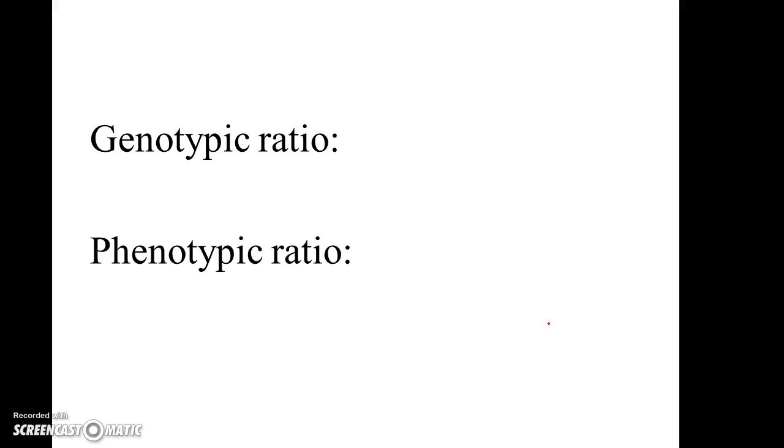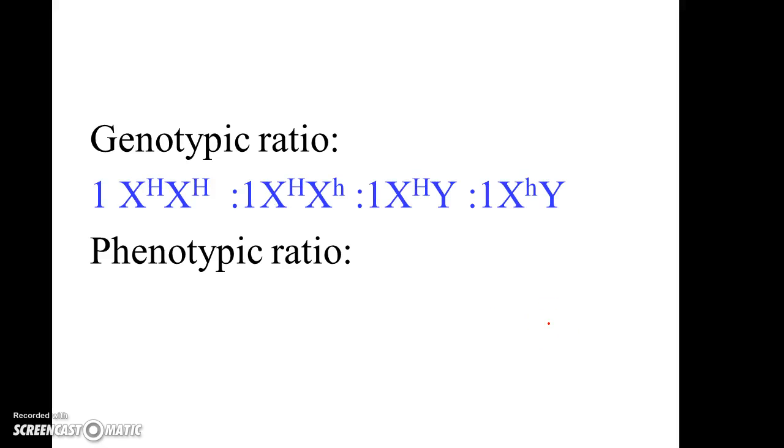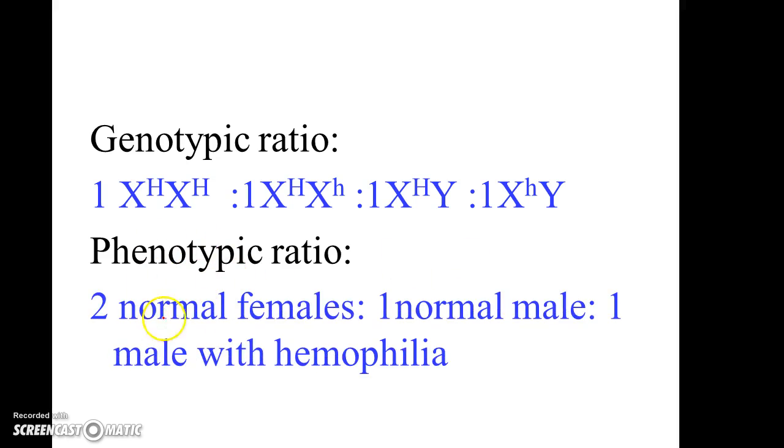Alright, let's look at our genotypic ratio. So, we have one of each of these genotypes. It's a 1 to 1 to 1 to 1 ratio. Now let's look at the phenotype. We have two normal females. Technically, they are normal, but one of them is a carrier. This one is our carrier, right? Because they have that little h. Then we have one normal male. Here's our normal male. And then we have one male with hemophilia.